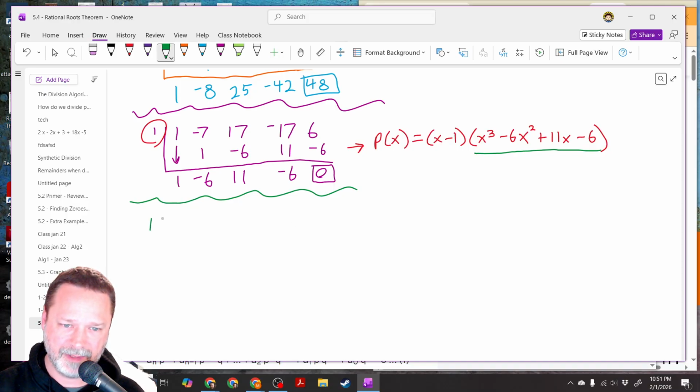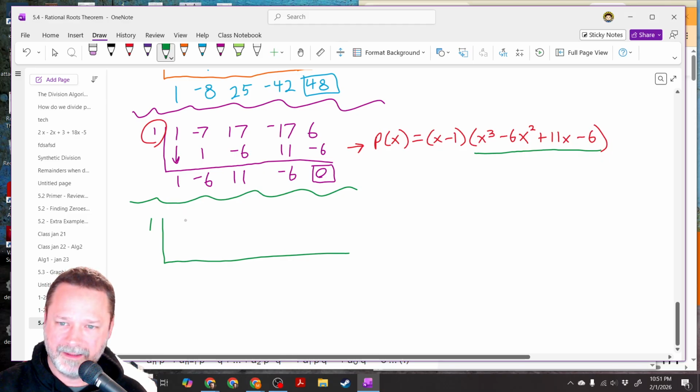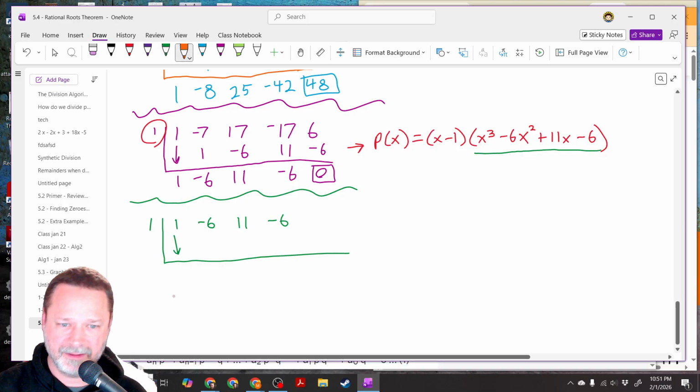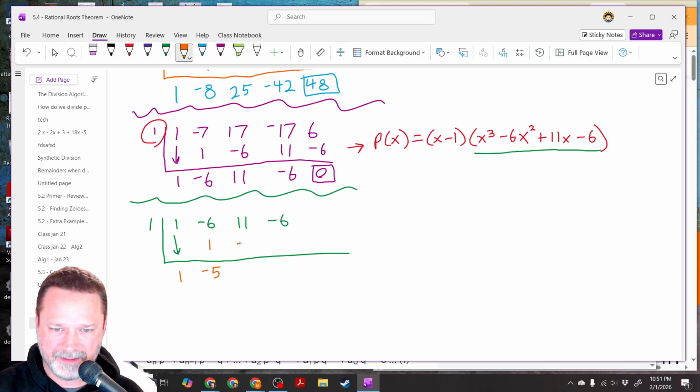So I'm going to try it again, put a 1 there, set up my synthetic division, and we're going to get 1x cubed minus 6x squared plus 11x minus 6. Okay, let's go. Bring this one down. Okay, 1 times 1 is 1. Plus 1, add. We get negative 5. Negative 5 times 1 is negative 5. Add. I get 6. Oh, it's beautiful. 6 times 1 is 6. Add. We get 0. It did work again.